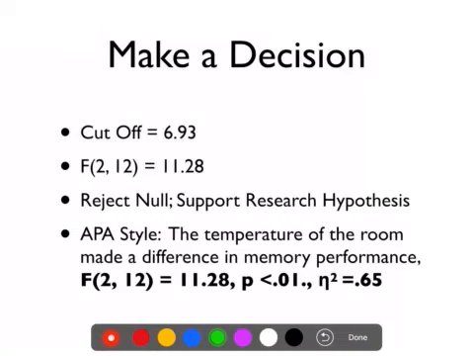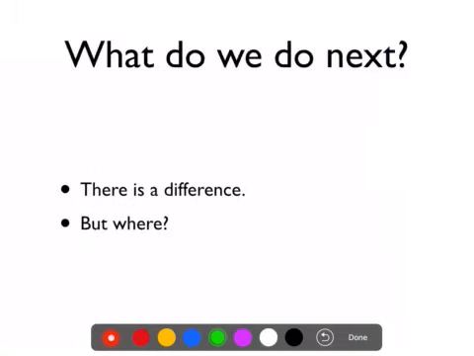But the question is, where is that difference? And that's what the post-hocs are going to let us do. So we're going to do both a Tukey and a Scheffé and walk you through both of them.